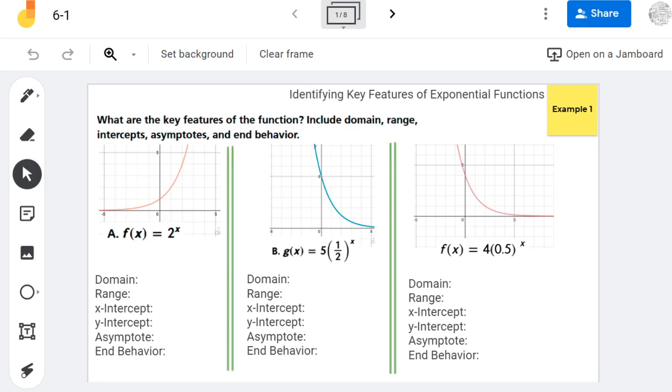In today's video, I'm covering example 1 from section 6-1 in the SavvasRealize Algebra 2 textbook. The goal of today's video is to identify the key features of exponential functions.